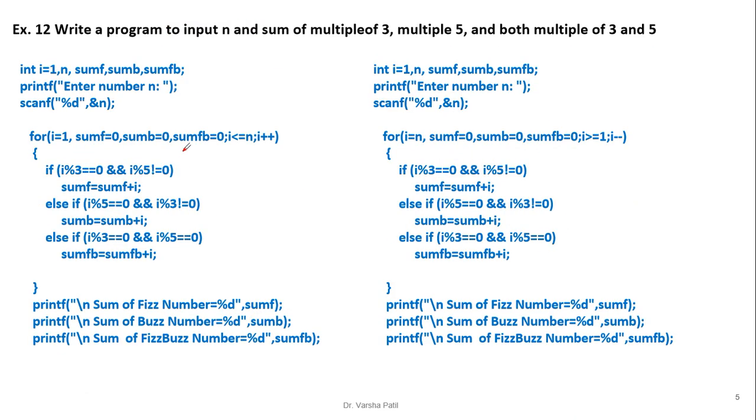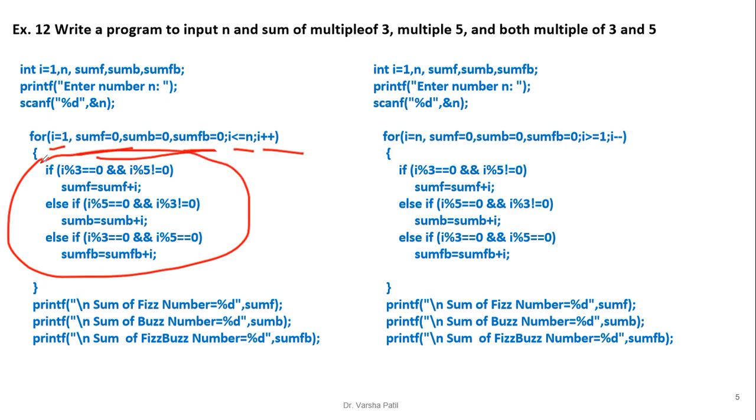The same program we can do with the for loop also. See, with the for loop the coding becomes very easy. I equal to 1, sum of fizz, sum of buzz, sum of fizz buzz all initialized to 0; I is less than or equal to n; I plus plus. We only need to check the conditions, and if it matches one of them, fine; if not, it will skip, because some numbers are not in the category of fizz, buzz or fizz buzz, so it will skip them because the condition is not matched.